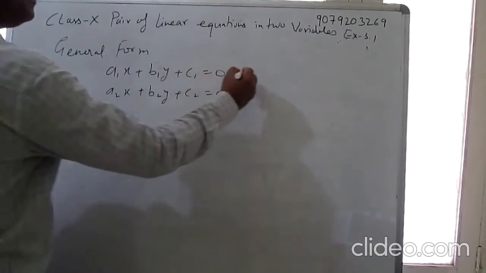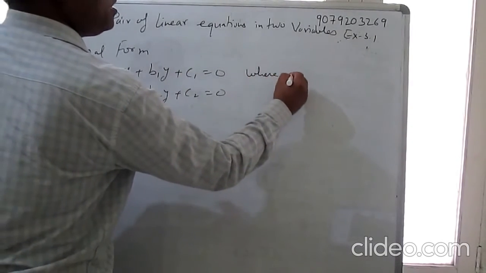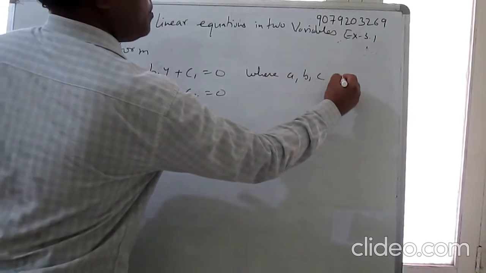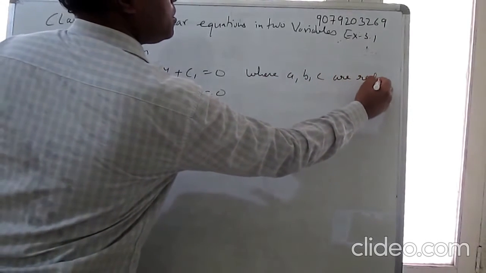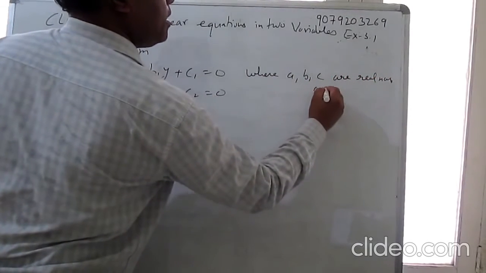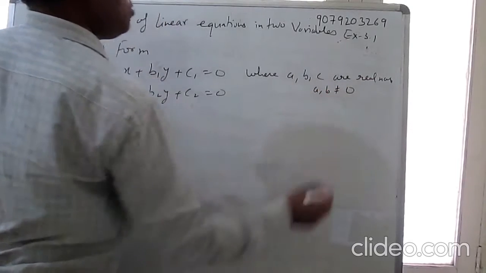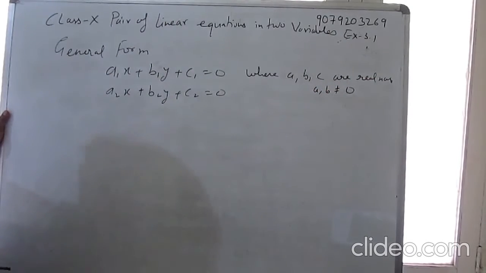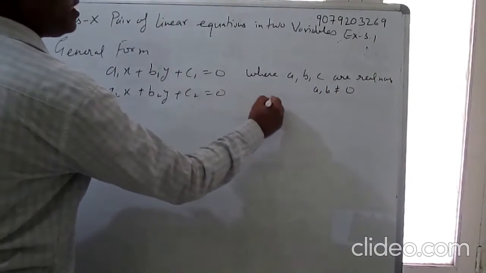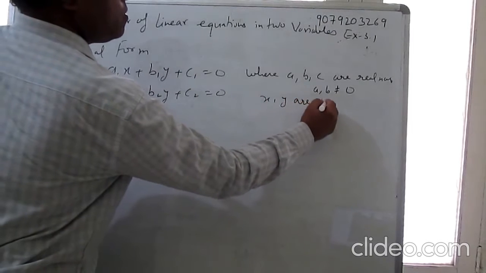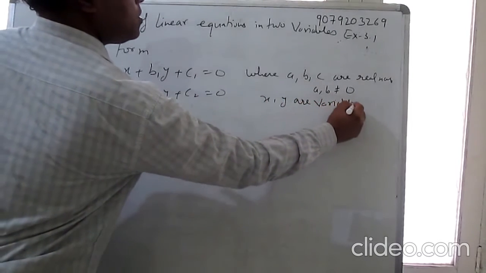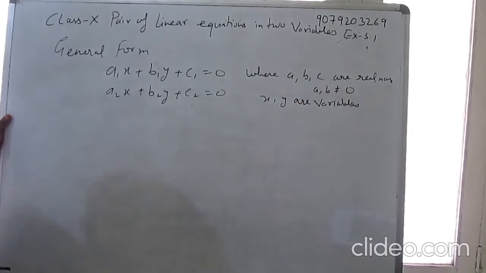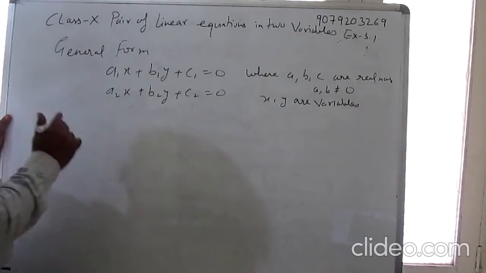where a, b, c are real numbers and a, b, c not equal to 0, and x and y are variables. Now, if you plot these two equations in the graph, you see three situations.